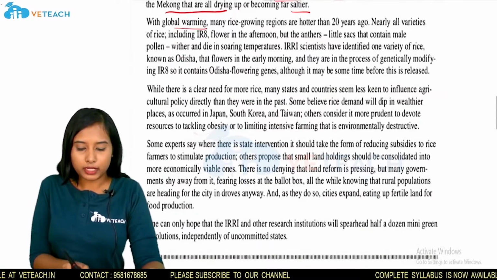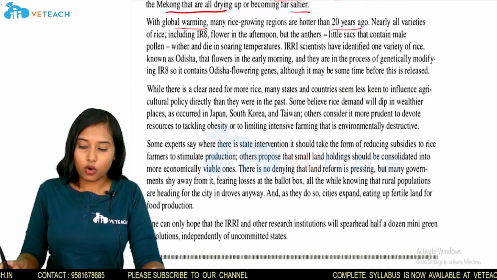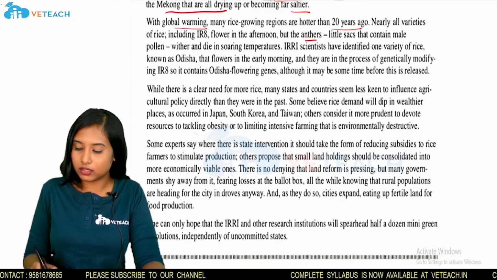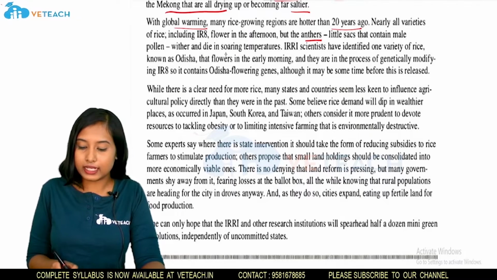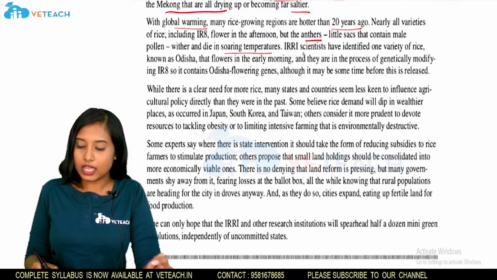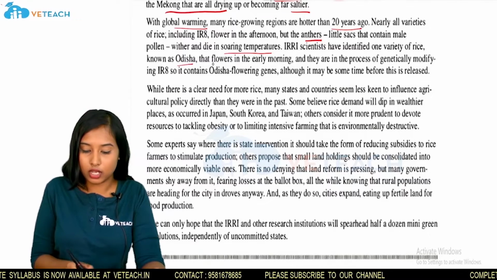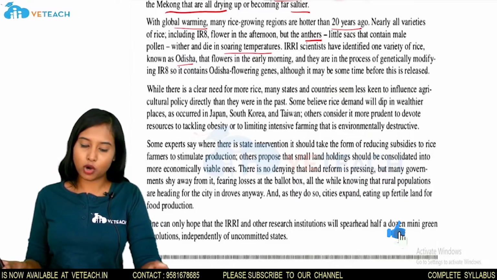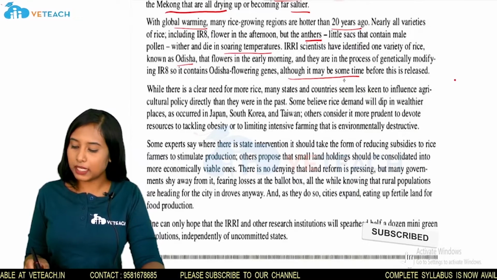With global warming, many rice-growing regions are hotter than 20 years ago. Nearly all varieties of rice, including IR8, flower in the afternoon, but the anthers, which are little sacs that contain male pollen, wither and die in soaring temperatures. IRRI scientists have identified one variety of rice known as Odisha that flowers in the early morning, and they are in the process of genetically modifying IR8 so it contains Odisha flowering genes, although it may be some time before this is released.